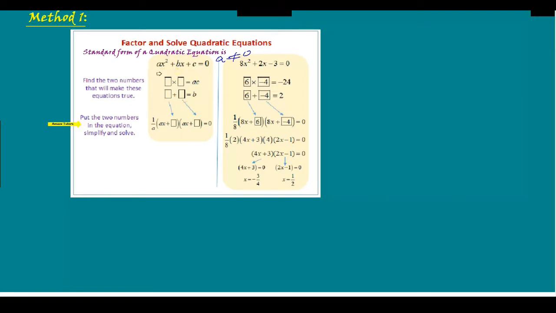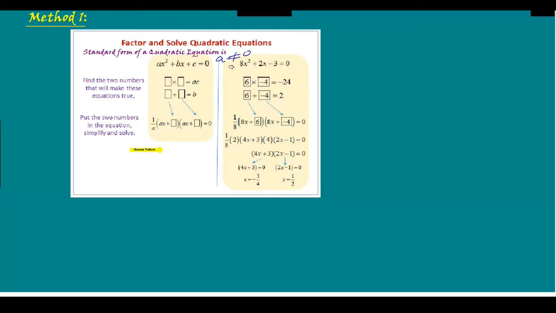Now, the final step. After finding the numbers, step 2, put the two numbers in the equation, simplify and solve. So this is the main step. What you have to do? Ax plus box, Ax plus box. These are the two binomials. Fill the numbers in the boxes, whatever you got from step 1. Now don't forget to write this step: divide everything by A, or write 1 by A outside the brackets, that is equal to 0. That's all. This is going to give you two factors and you know how to solve from there.